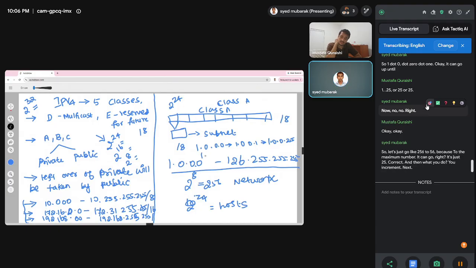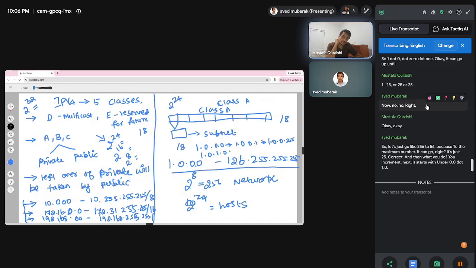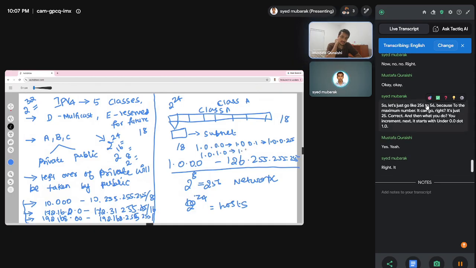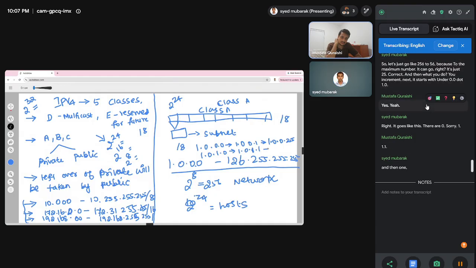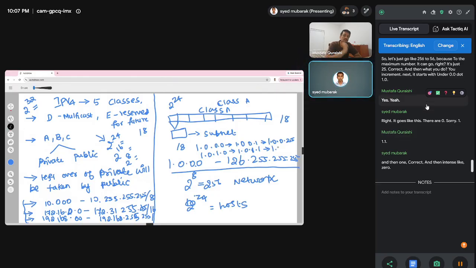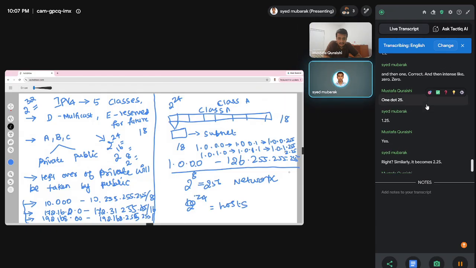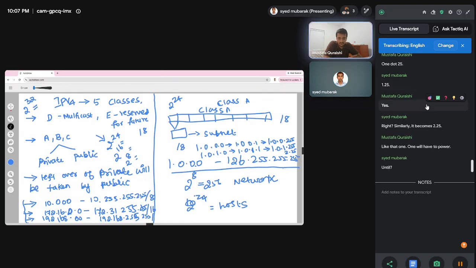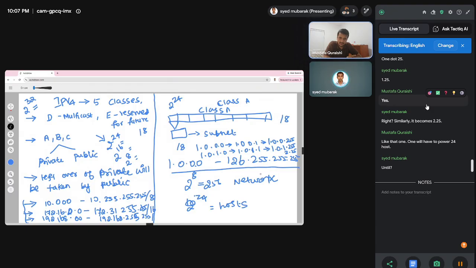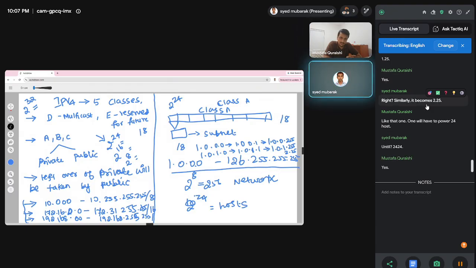Next it starts with 1.0.1.0, right? It goes like this: 1.0.0.1, and then 1.0.1.1, correct? And then it ends like 1.0.1.255. Similarly it becomes 1.0.2.255, like that, until one will have 2 power 24 hosts. Correct, 2 power 24.